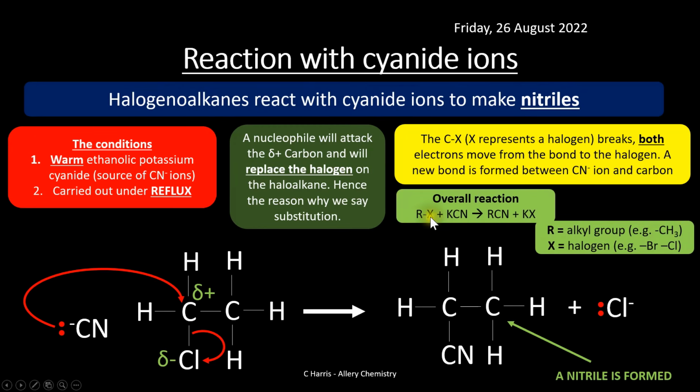So the overall reaction here is obviously your halogenoalkane reacting with potassium cyanide, and that will form your nitrile plus your potassium halide. So obviously this bit here, this Cl minus, will react with the spectator ion of potassium, which will be knocking around as well.